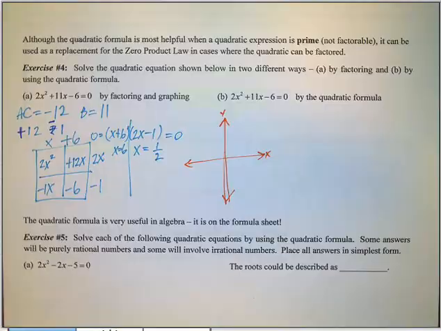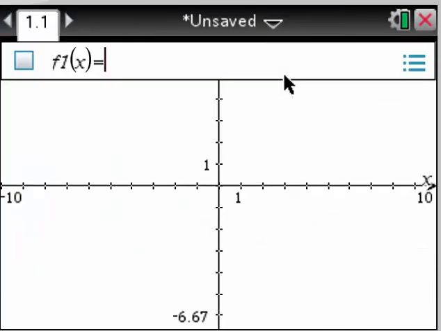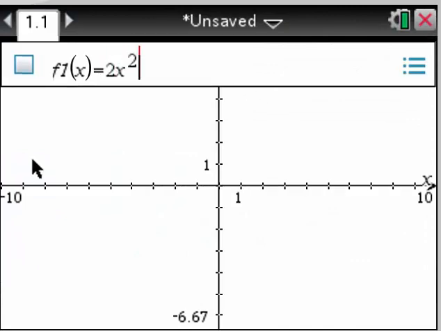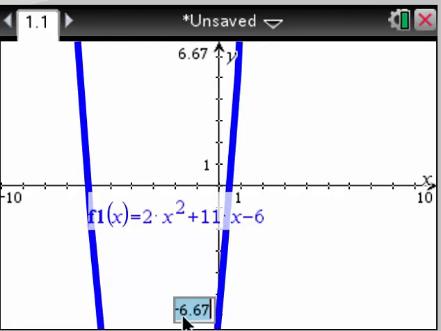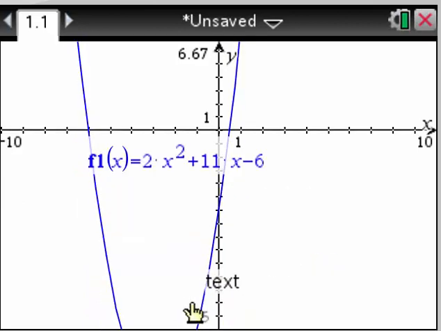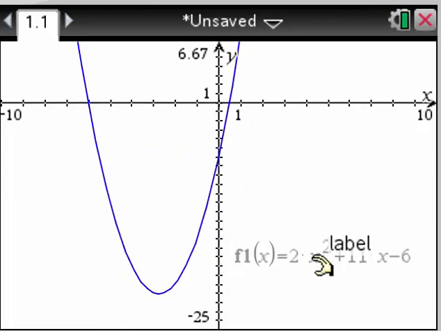So when I grab my calculator, I am going to graph 2x squared plus 11x minus 6. I want to make sure I can see the bottom of this since it is a parabola, so I'm going to do negative 15. Nope, need more. Can't get over there. So how about negative 25? Looks good. I'm going to drag that out of the way.